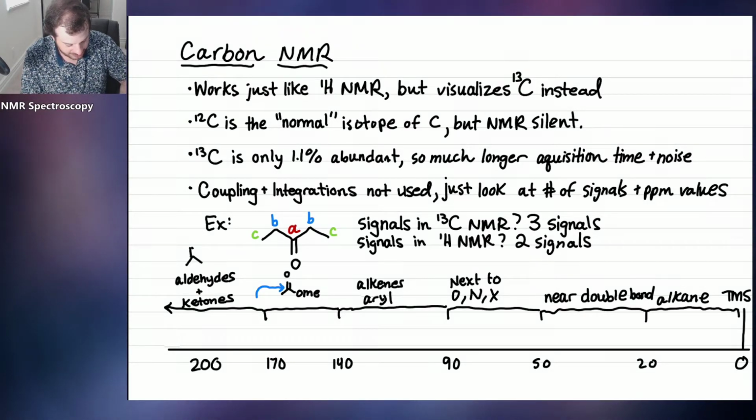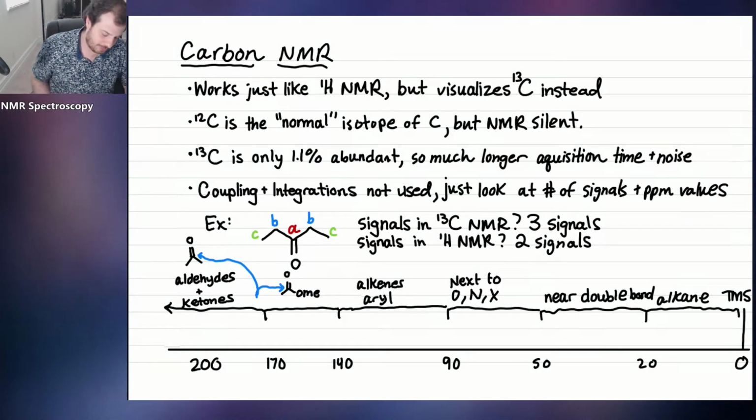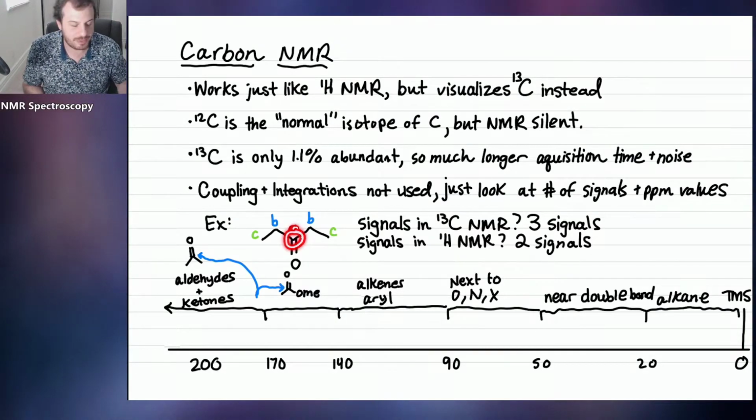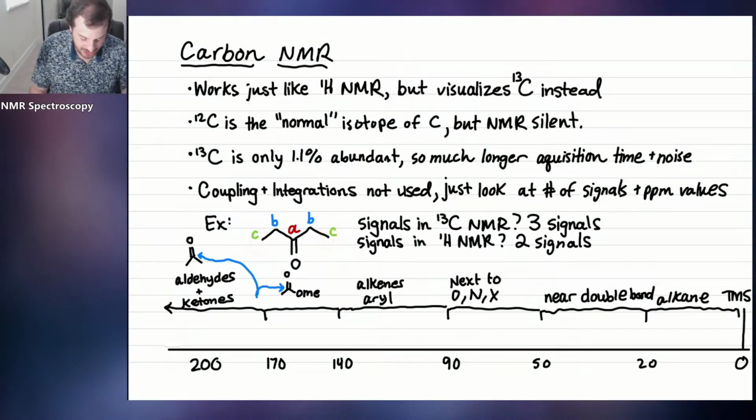So, for example, the central carbon of acetone, that carbon will appear around 200. Okay, so for example, carbon A would appear around 200. Carbons B, those are near double bonds, so those might show up around 30. And then carbon C, those are just alkanes, so those will show up around 10.